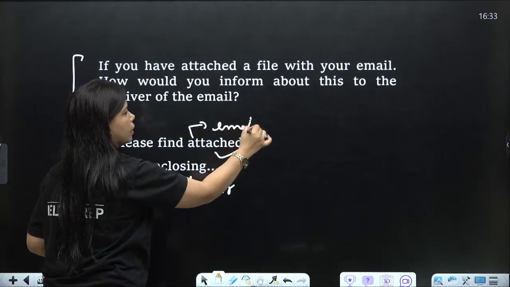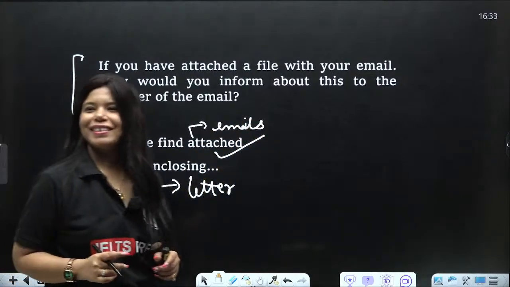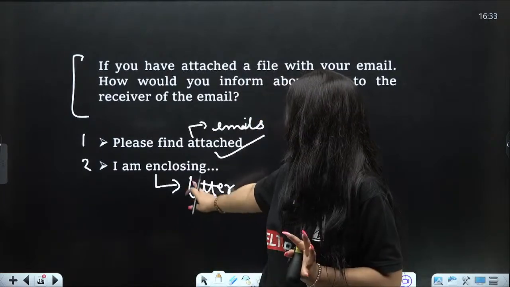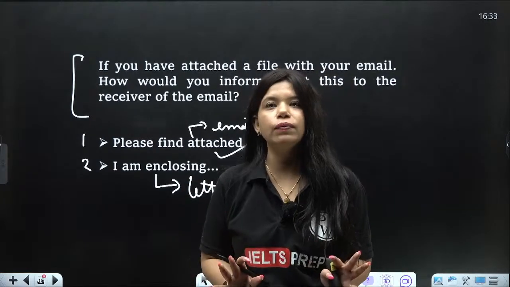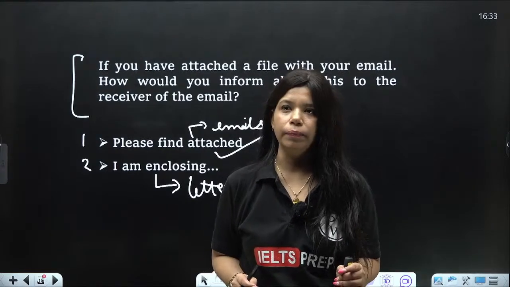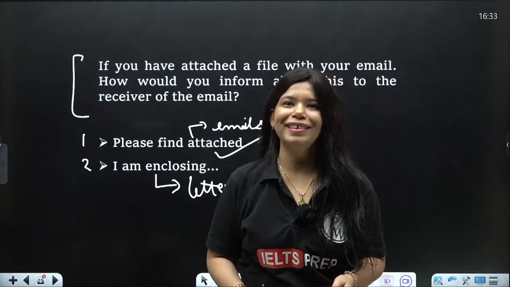And let's be practical. We all write emails these days, isn't it? So number 2 is not incorrect. Number 2 is not wrong. I am enclosing. It's not incorrect. It is fine. But we don't use this in emails. We use this in letter writing. Okay. For emails, number 1 is correct. That is, please find attached. All right.